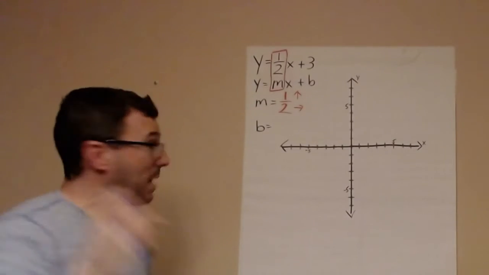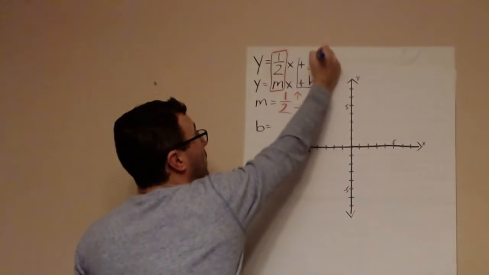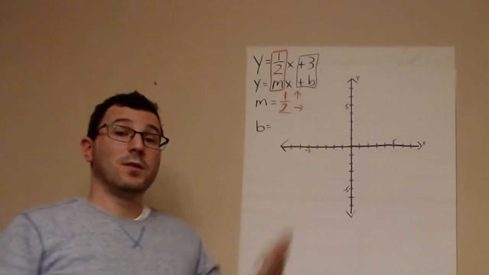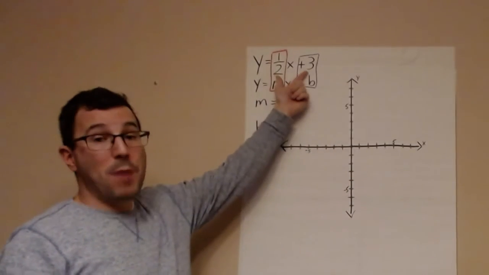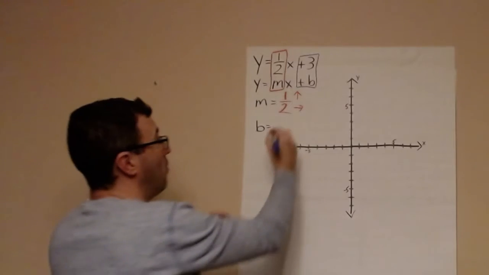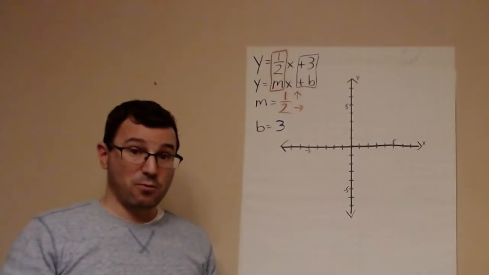My y-intercept is the number at the end that is either being added or subtracted. This is a positive 3. So my beginning point, my y-intercept, is 3.